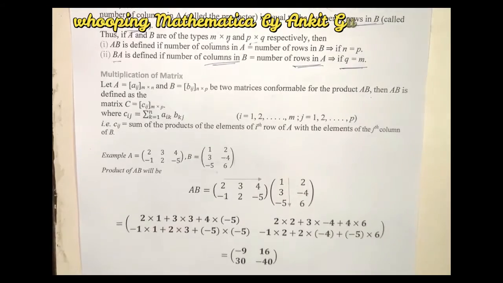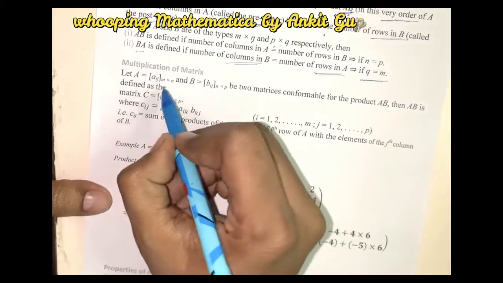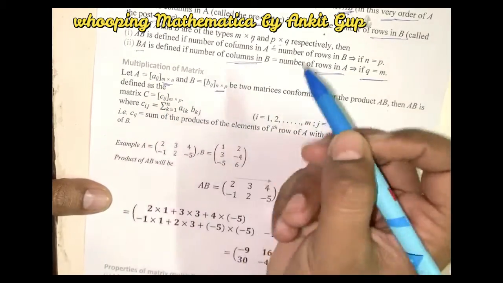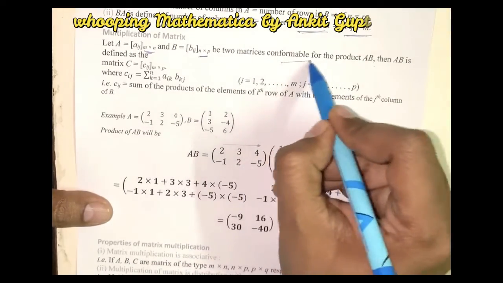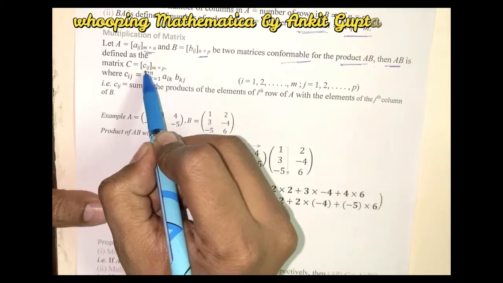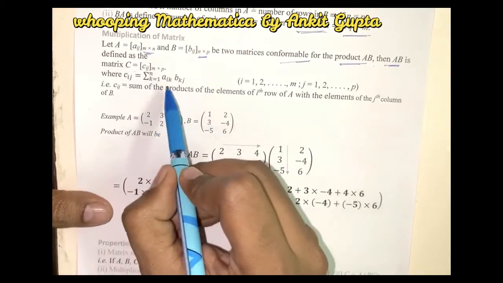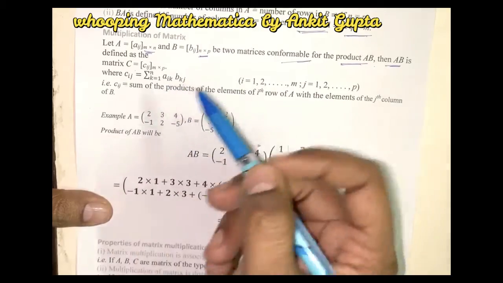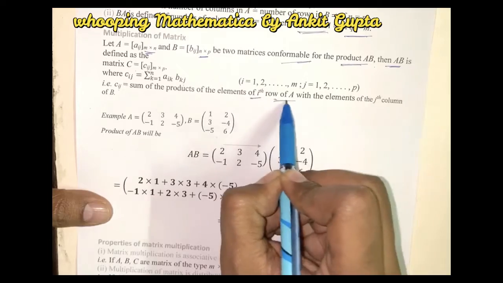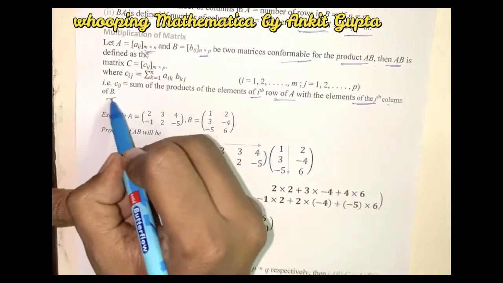So multiplication of matrices says that if A is a matrix of order m cross n and B is a matrix of order n cross p, then the two matrices are conformable for the product AB. Then AB is defined as C equals Cij, where Cij is equal to the sum over k of Aik times Bkj, where Cij represents the product of the elements of the ith row of A with the elements of the jth column of B.